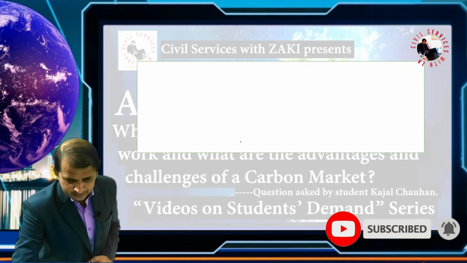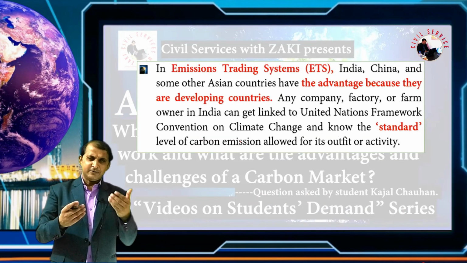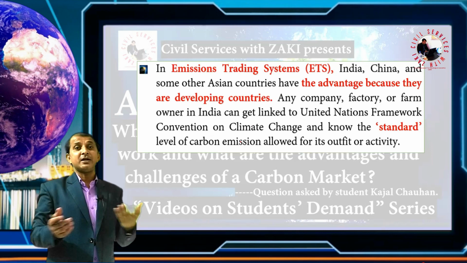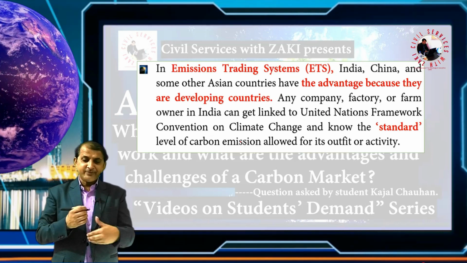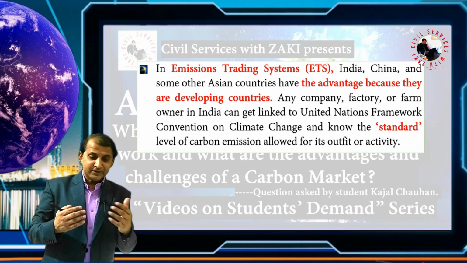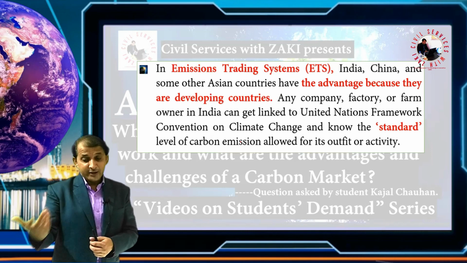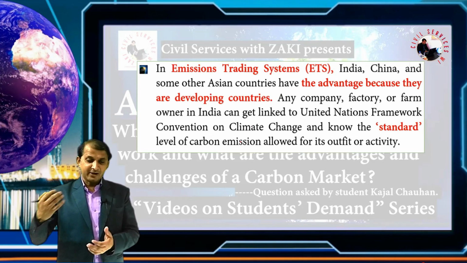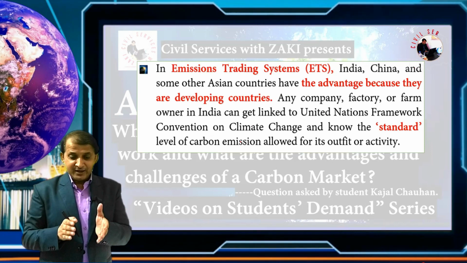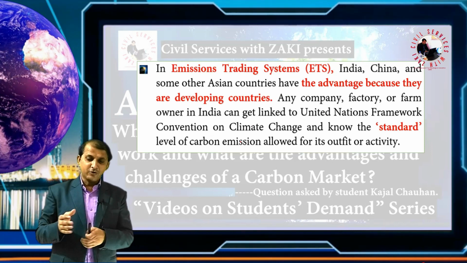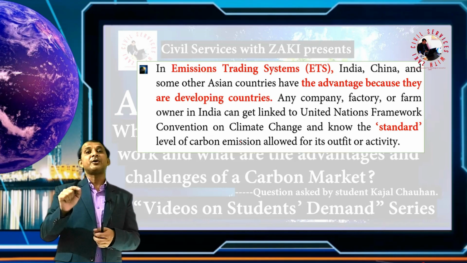So let's see another advantage: the emission trading system. This trade system is also known as the emission trading system. India, China and some other Asian countries have the advantage because they are developing countries and they can sell their credit to developed countries. Any company, factory or farmer in India can get linked to the United Nations Framework on Climate Change and know the standard level of carbon emission allowed for the output of an activity.